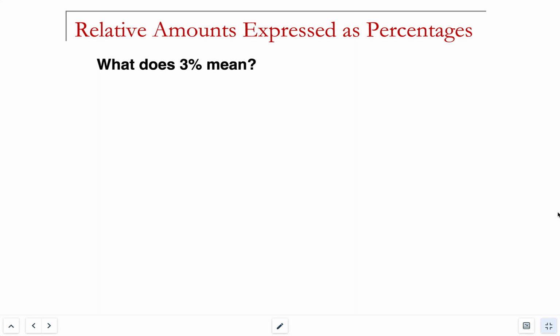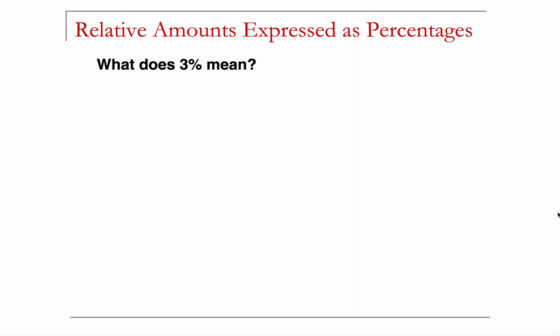So the next topic we need to address regarding isotopes is, given a sample of an element, how are the different isotopes distributed in the sample? And in order to do that, we need to just review the concept of a fraction expressed in percentage. So when somebody says that something is 3%, what does that actually mean?